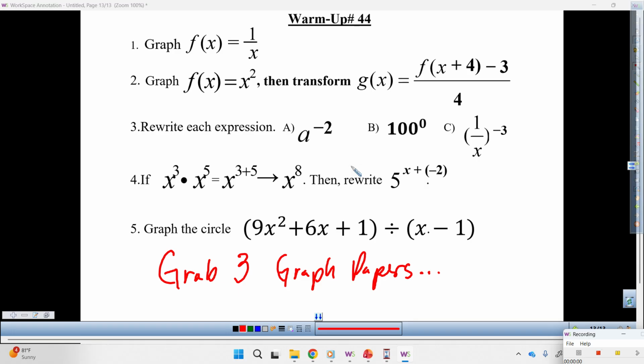I'll think about it. 44 is on your screen. Let's get started, please. Focus, people. Focus, people. Warm up 44 shouldn't take you long. Let's see how you do with that. Let's wait to make sure that they're not here.